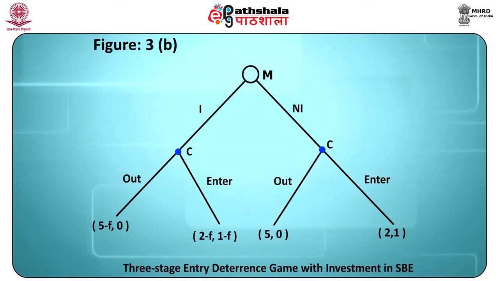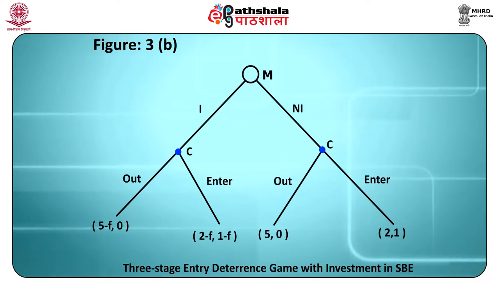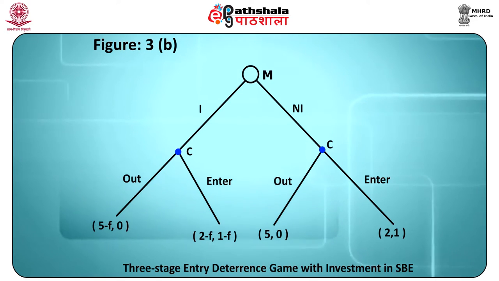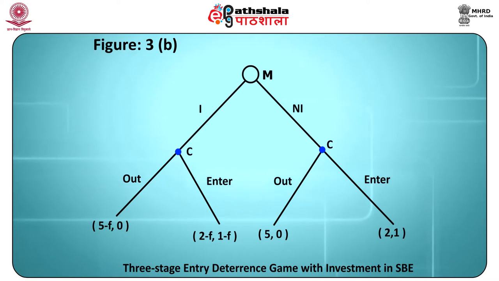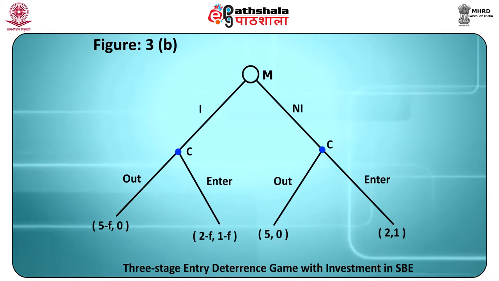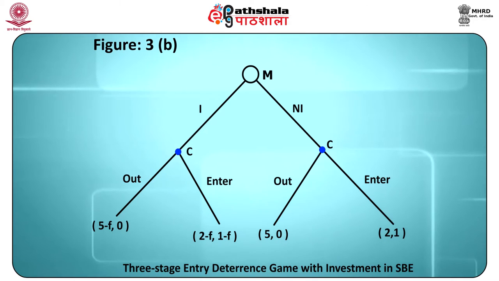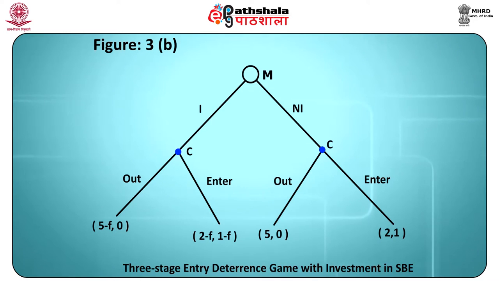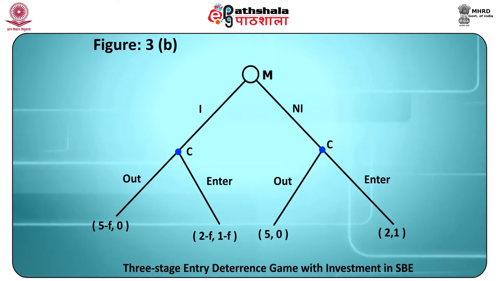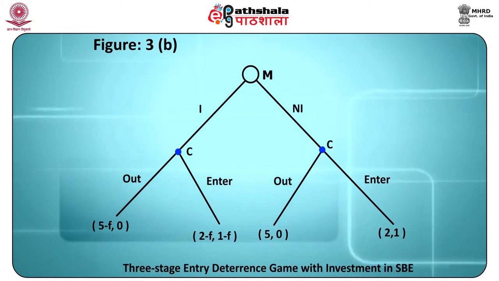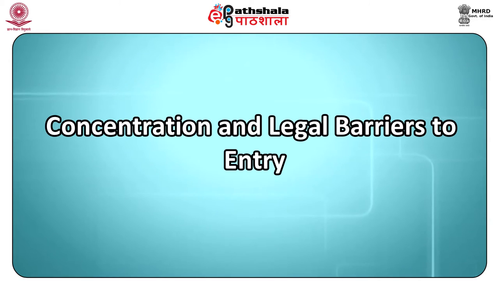Given the optimal strategy of challenger, it is optimal for the monopolist to invest as long as 5 minus F is greater than 2. That is, if F is less than 3. Thus, for F greater than 1 and less than 3, the SPNE of the above game is that monopolist invests in the SBE and accommodates the challenger if he enters, and challenger stays out if monopolist invests and enters if monopolist does not invest. Thus, the monopolist succeeds in deterring entry for F greater than 1 and less than 3, and the concentration remains high. Next is concentration and legal barriers.